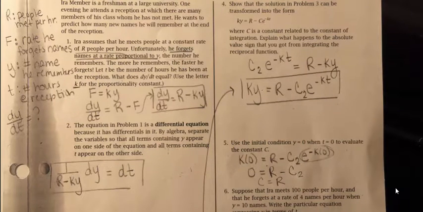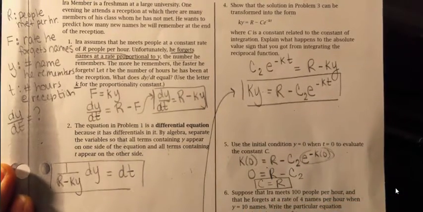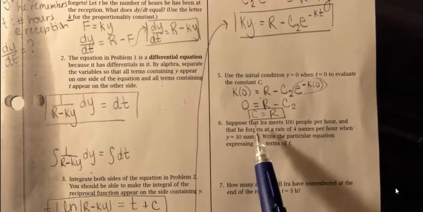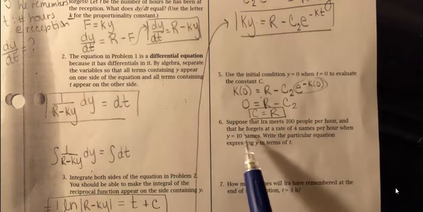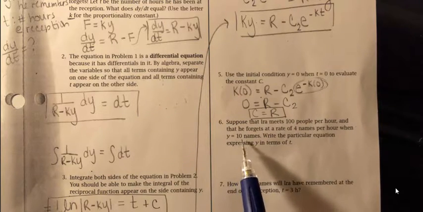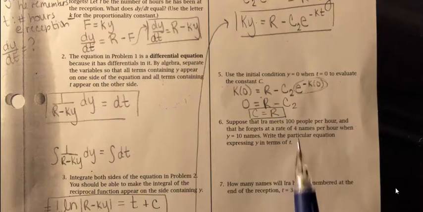Okay, awesome. So now what I can do, let's see, to evaluate the constant. Oh, that's all they've asked me to do. It's always good to go back and reread the question. So suppose now that Ira meets 100 people per hour and that he forgets at a rate of 4 names per hour when y equals 10 names. Write the particular equation expressing y in terms of t.